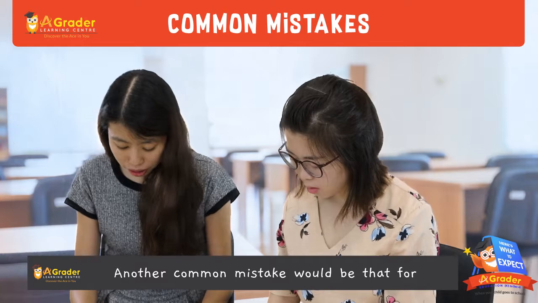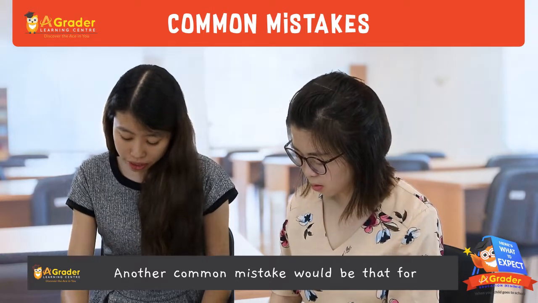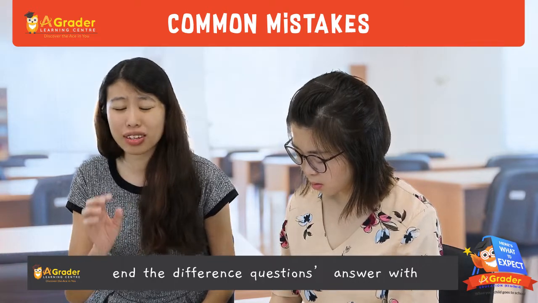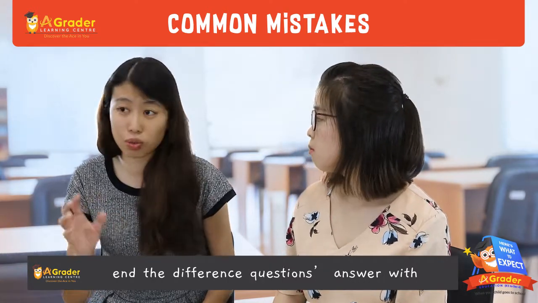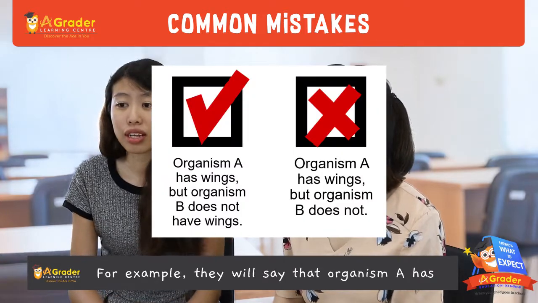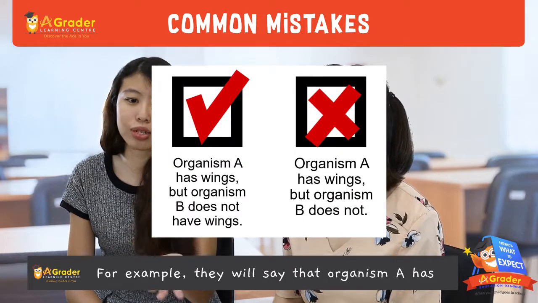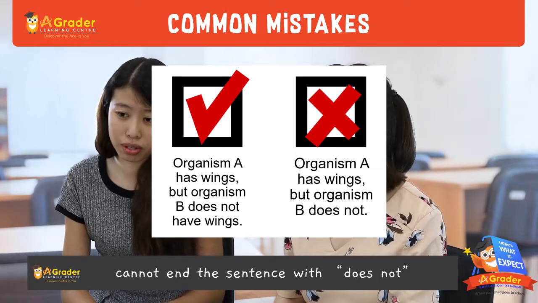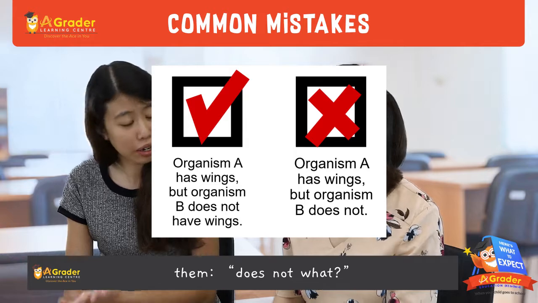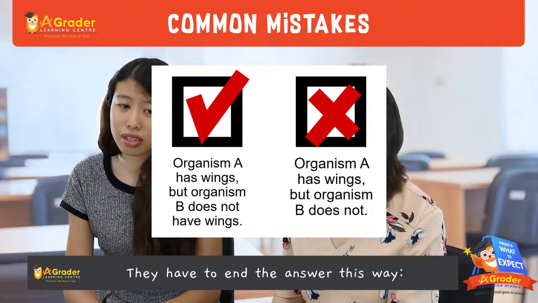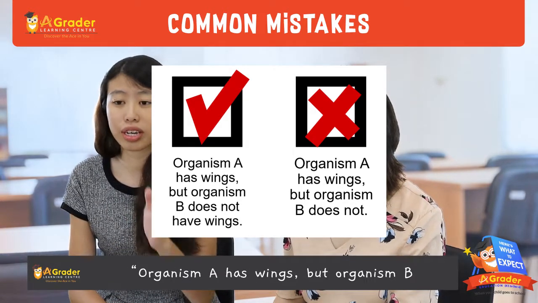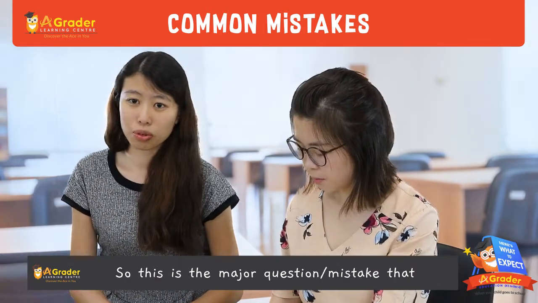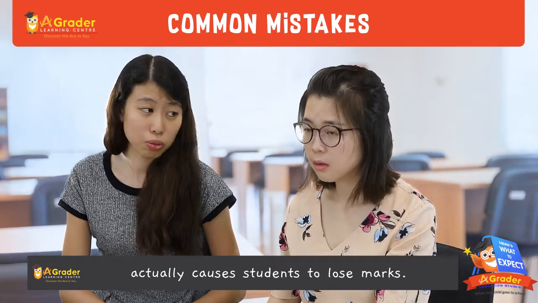Yes, and another common mistake would be that for the difference questions, students tend to end the answer with the words "does not." For example, they will say organism A has wings, but organism B does not. But they cannot end the sentence with "does not" because the teacher would question, does not what? So they have to say organism A has wings, but organism B does not have wings. This is the major mistake that causes students to lose marks.